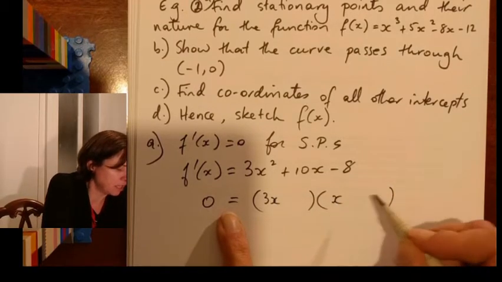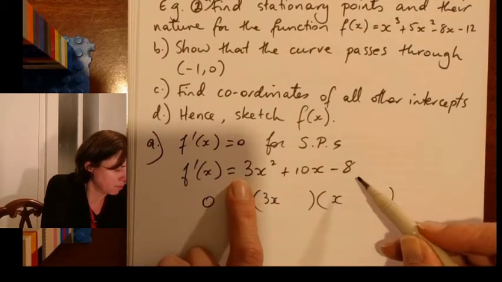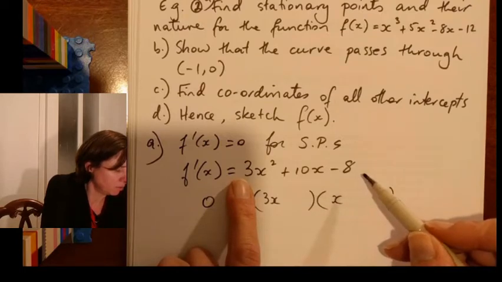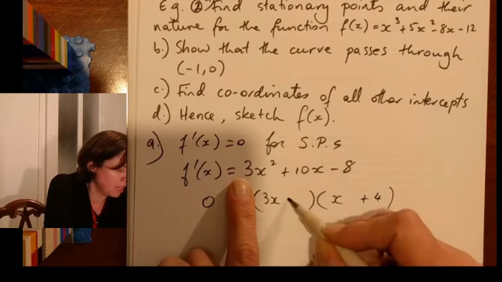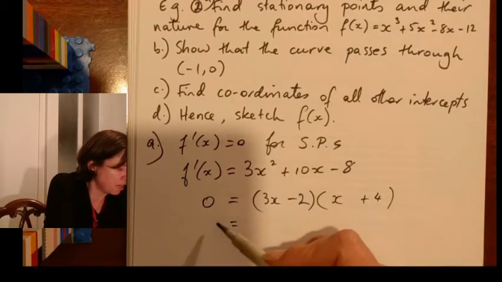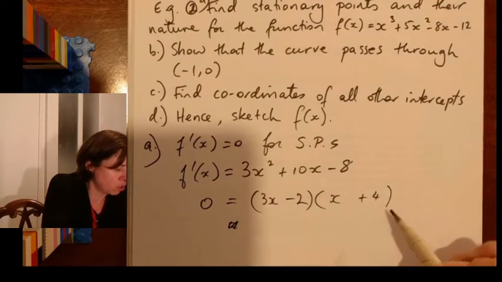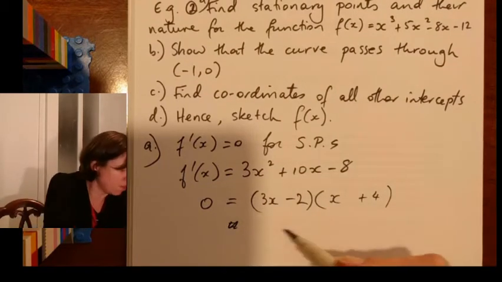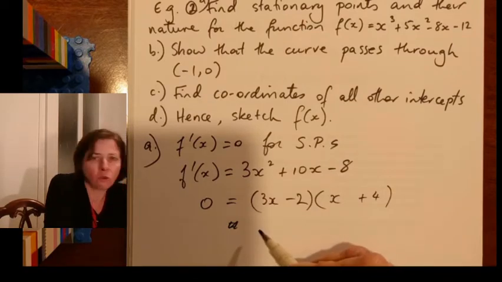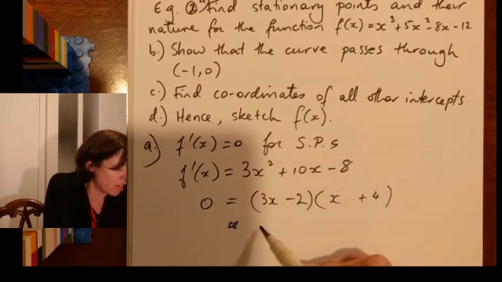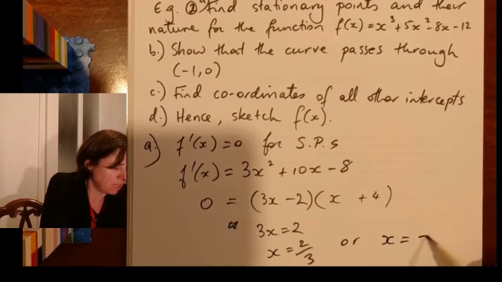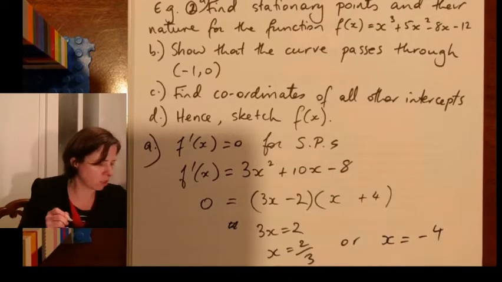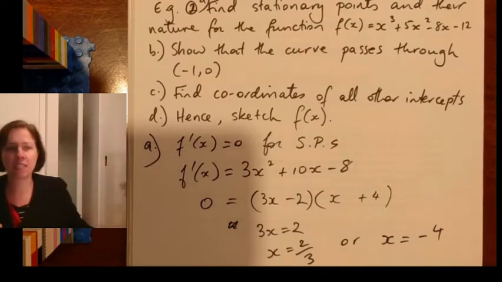3x and x, it's going to be, let me see, positive 4, yes, positive 4 here and negative 2 here. So I've got 3x minus 2 times x plus 4, and then I'm going to solve that for f dash of x equals 0. So I get 3x equals 2, x is 2/3, or x equals negative 4. All right. Now I need to find the nature of these stationary points.